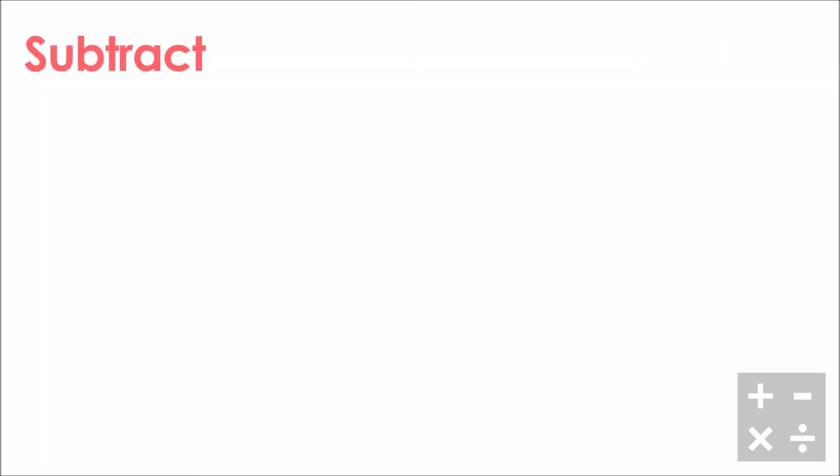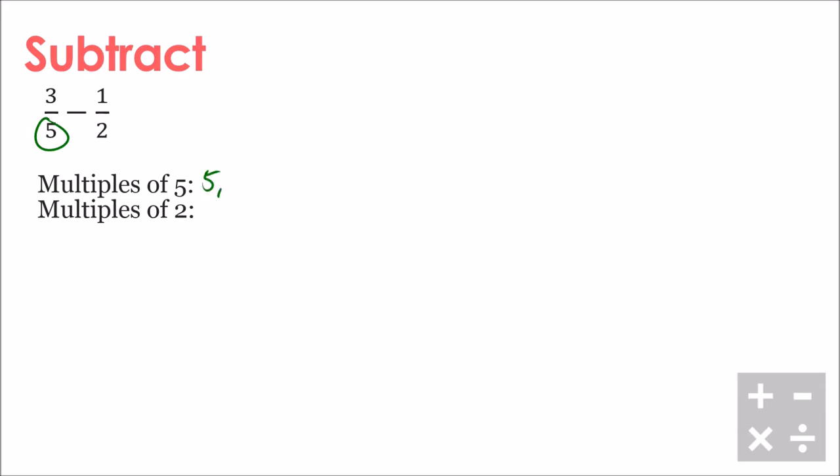Now let's take a look at how we would subtract. So let's subtract 3/5 minus 1/2. We're going to do the exact same thing. We're going to find the multiples of 5 and the multiples of 2. So again, my 5 from here. And I know I've got 5, 10, 15. I'm gonna stop right there. I'm gonna find my multiples of 2. 2, 4, 6, 8, 10. No need to really go any further because I should recognize right here I've got 10 as a common denominator. That's what we're gonna go ahead with.